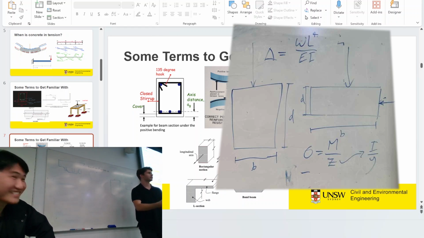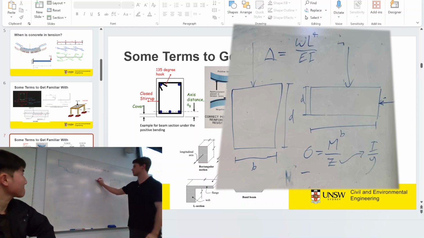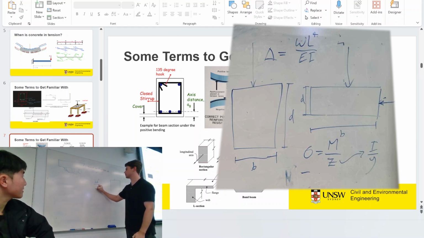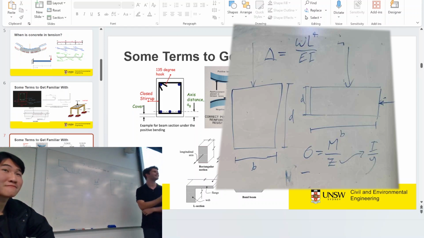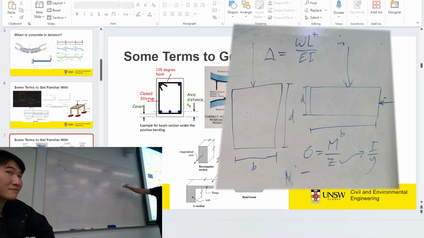Does anyone know the formula? That's it, yeah. Always the moment of inertia. That's exactly right. Moment of inertia, which is B d cubed on 12, right? In this case, this one's B and this one's D. Notice how this one has a lot more height, so when you cube it, it's going to be a lot better, right?